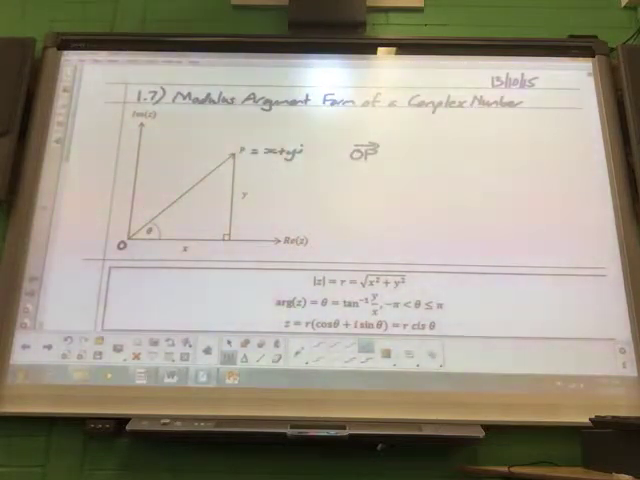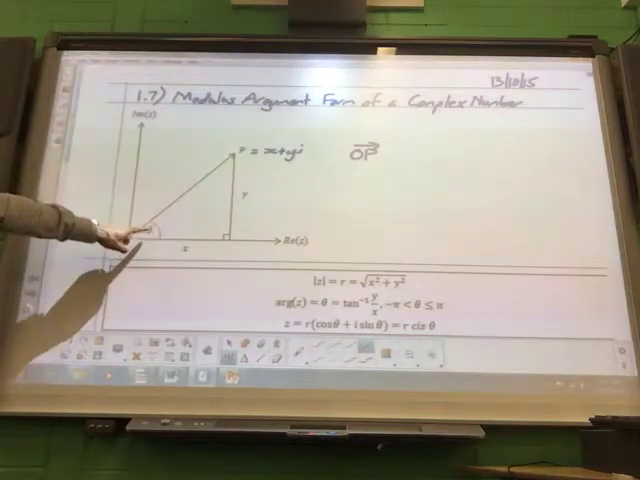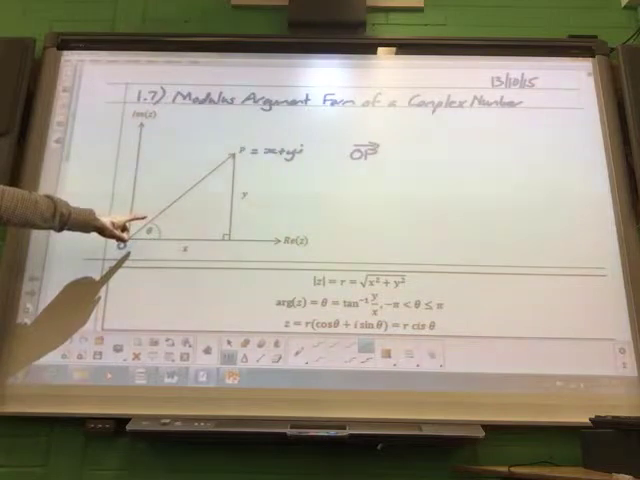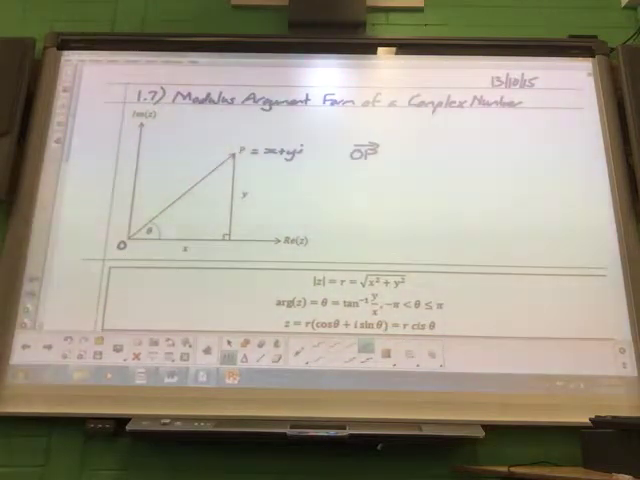Okay, the argument is the angle the vector OP makes with the positive x-axis. That's what's called the argument. And how am I going to calculate that?